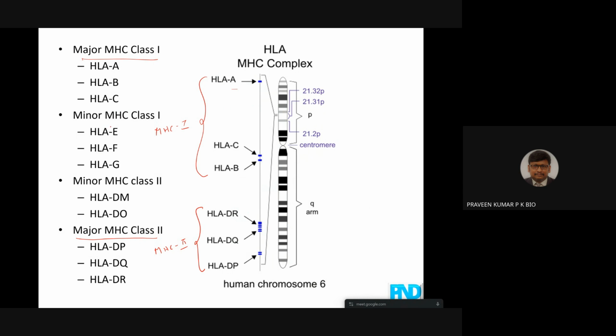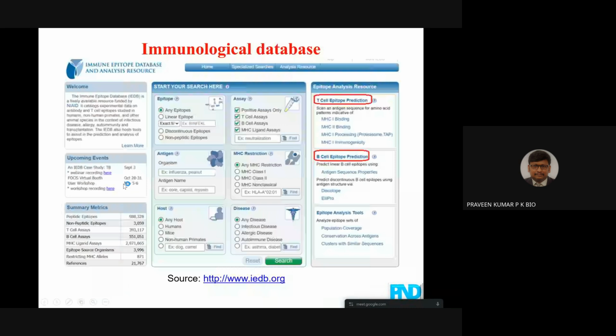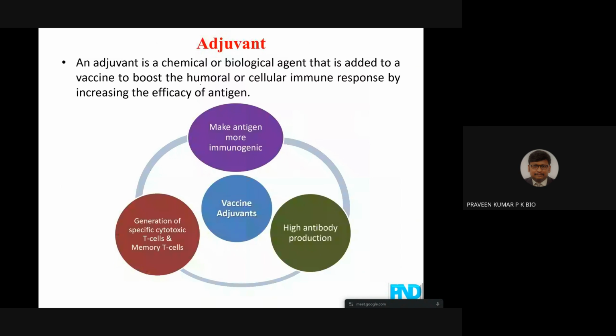But we also have minor MHC class 1 and class 2 genes. These are the minor genes. Minor genes are considered of minor importance. And this is the major database we use, the Immune Epitope Database, which is the most important immunological database.